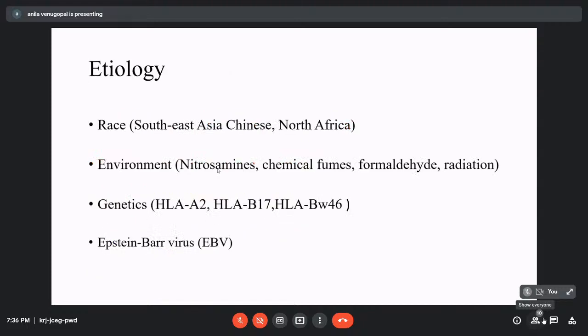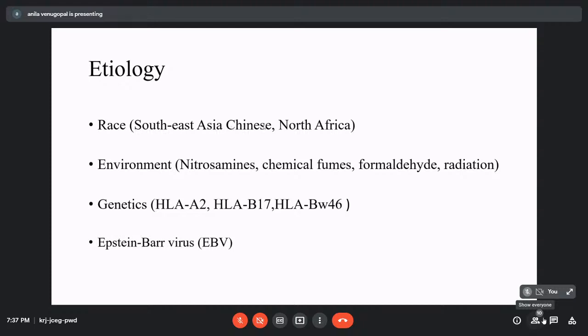So as we all know, etiology-wise, there are specific etiological factors proposed for the pathogenesis of nasopharyngeal carcinoma. One such is race, second is environmental factors, genetics, and we all know that nasopharyngeal carcinoma is one of the carcinomas wherein Epstein-Barr virus is implicated in the pathogenesis. Race-wise, you have a pocket in Southeast Asia, mainly in the Chinese, in the Hong Kong area, and also in North Africa. These people have an increased incidence of nasopharyngeal carcinoma.